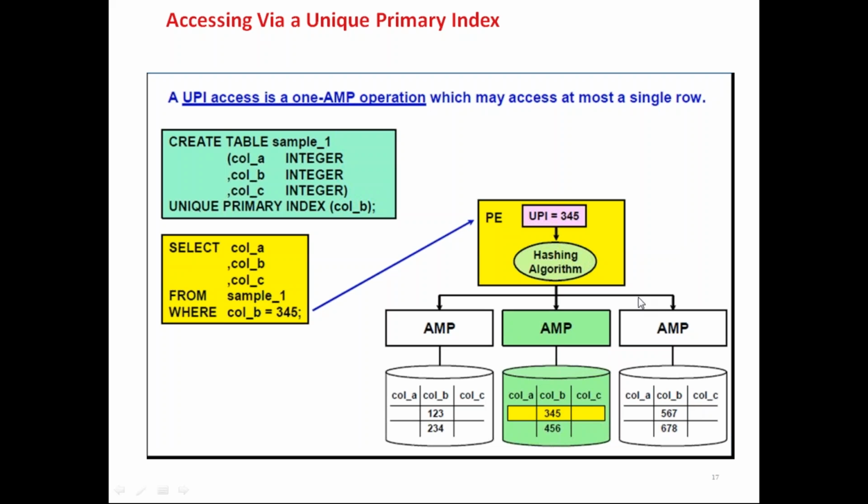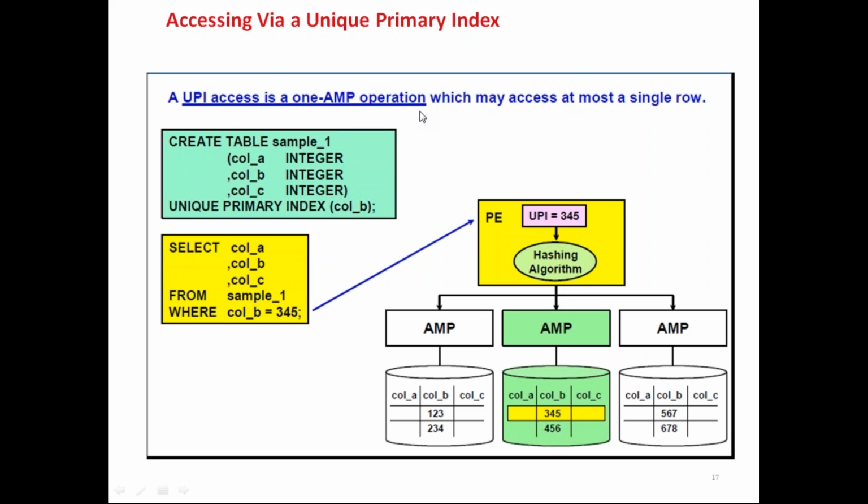So during the insertion, the hash algorithm hashed all the rows of the primary index values and determined in which AMPs they have to be stored. And while we are retrieving the data, if we use our primary index in the where clause, this value will again be hashed and it will generate the same row hash value which it generated at the time of insertion. Because both the hash values are the same, it already knows in which AMP this particular row is stored, so it can directly jump to that AMP and pick up the data. So this is called a one AMP operation.